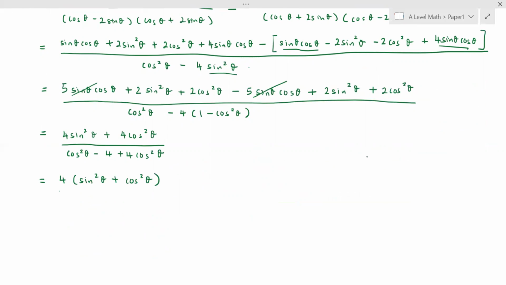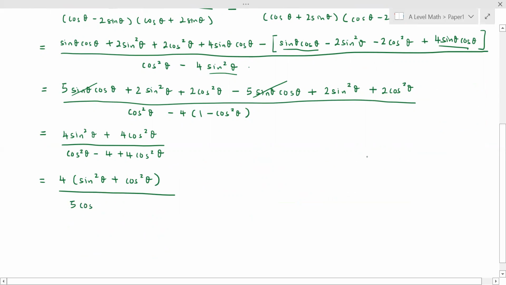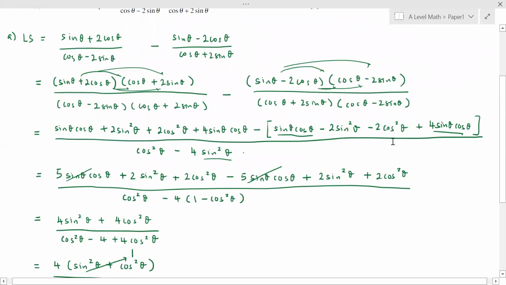That is just the Pythagorean identity. In the denominator, cos square plus 4 cos square is 5 cos square theta minus 4. This part is just a 1. So we have 4 over 5 cos square theta minus 4. That is what you are asked to show. That is for part A.